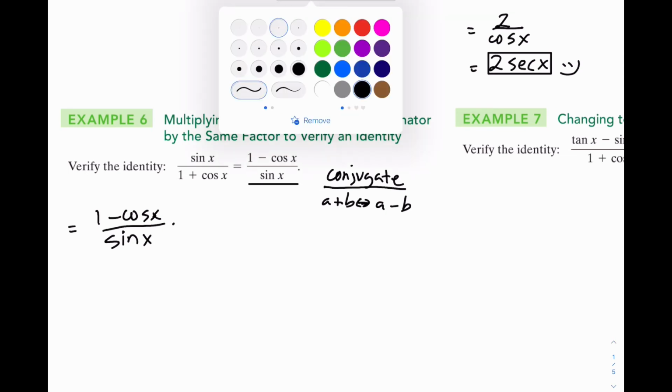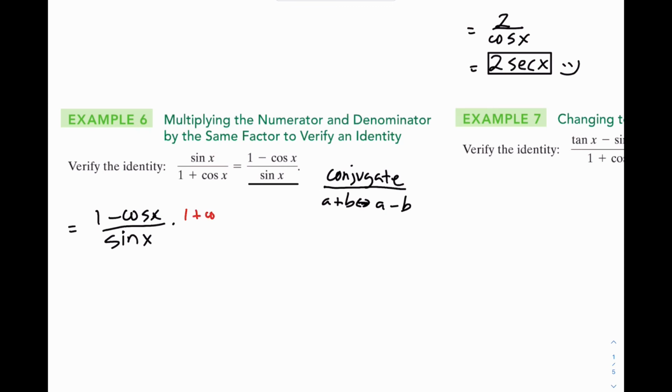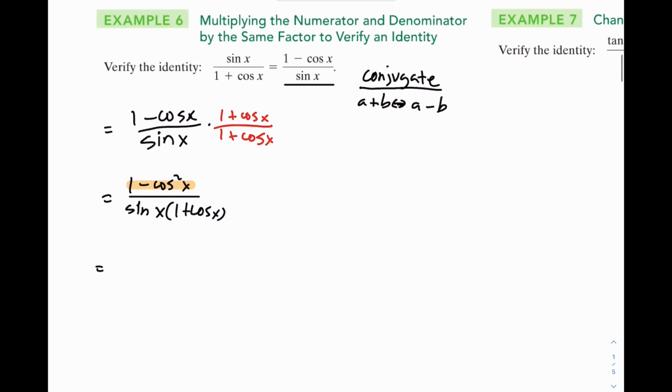So over here, we're going to multiply by the conjugate, which would be 1 plus cosine over 1 plus cosine. And the top, you'll notice something interesting happen. That's 1 minus cosine squared. The bottom is sine times 1 plus cosine. And highlight this thing right here. You know that actually becomes sine squared. And that's over sine x times 1 plus cosine x. And look at that, there's our answer. Sine over 1 plus cosine.